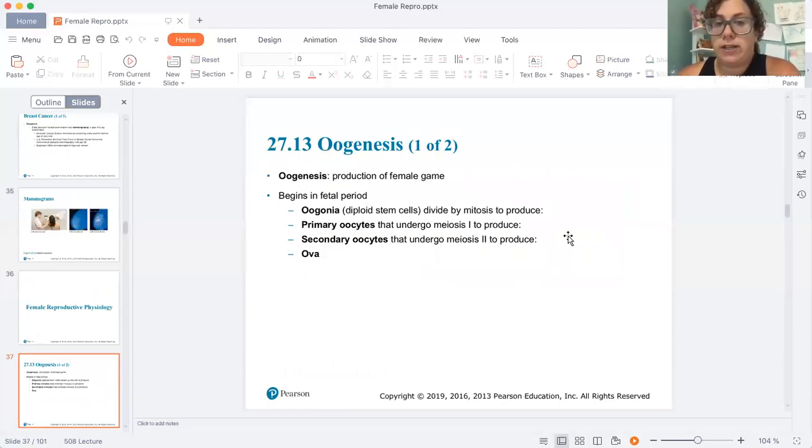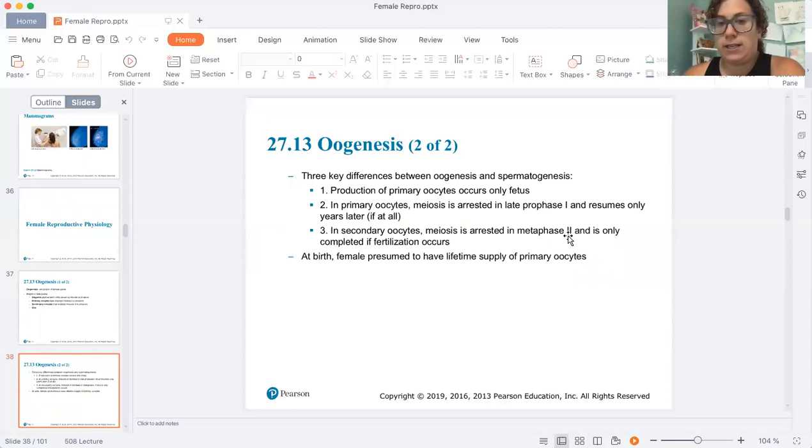So as far as the physiology goes, how does the female make eggs? It's called oogenesis. Remember, genesis means to be born or to make. So oogenesis is the formation of the female gamete. It begins in the fetal period. When biological females are in utero, they have oogonia, which are diploid stem cells that divide by mitosis to produce a primary oocyte that undergoes meiosis 1, and then a secondary oocyte that undergoes meiosis 2, and that produces an ovum.